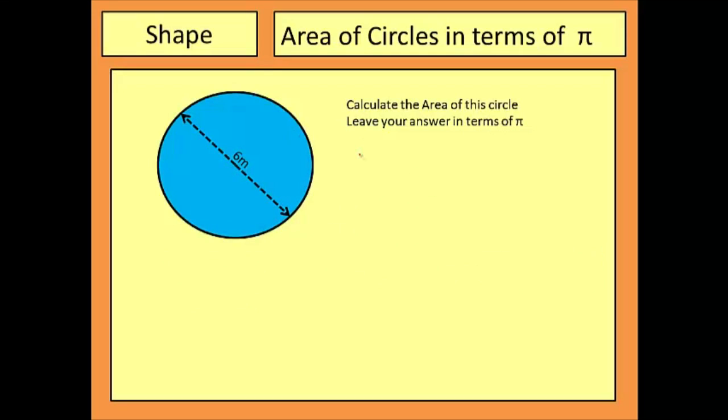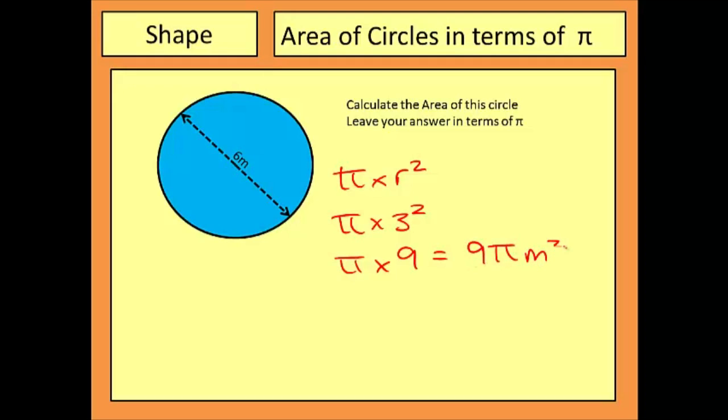Let's have a look at this example. So again, like previously, we need to make sure that we're working with the radius. So I'm going to do pi times the radius squared. Now the radius here is obviously 3, so it's pi times 3 squared, which means it's pi times 9, and I leave my answer just as 9 pi with the correct units, meters squared.